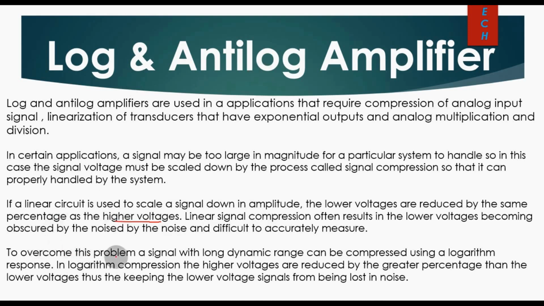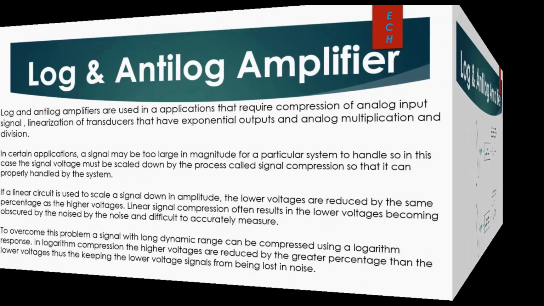To overcome this problem, a signal with a long dynamic range can be compressed using logarithmic response. In logarithmic compression, the higher voltages are reduced by a greater percentage than the lower voltages, thus keeping the lower voltage signal from being lost in noise. So hope you understand why we need log and anti-log amplifier and why we cannot use linear circuit. What is the reason behind choosing log and anti-log amplifier, right?